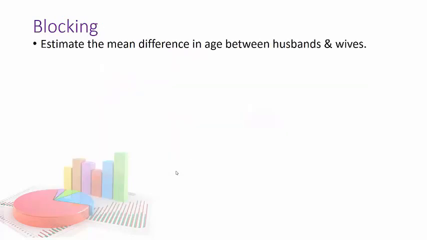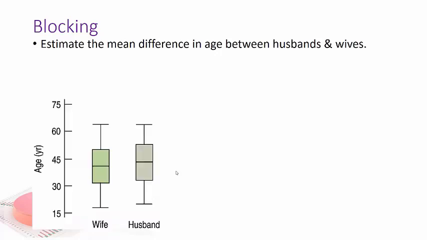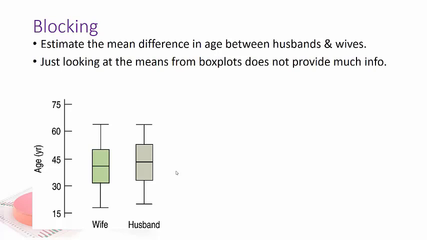So blocking and matched pairs, they're both kind of the same thing. Blocking is for experiments, pairing is for observations. So here, this is probably more of a pair. Let's say we wanted to estimate the mean difference in age between husbands and wives. Well, if you look at the box plot alone, you'll say, there's not much difference, right? If I did a t-test for the differences, probably would not come up as significant, right? So I'm not getting a lot of info from the box plot.